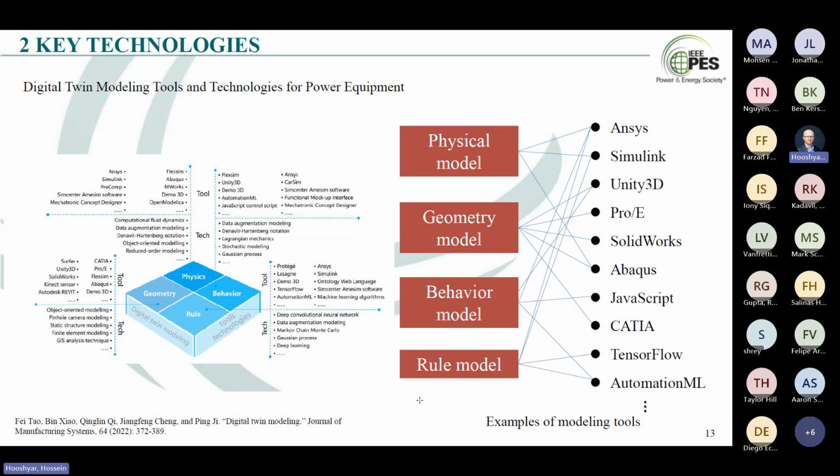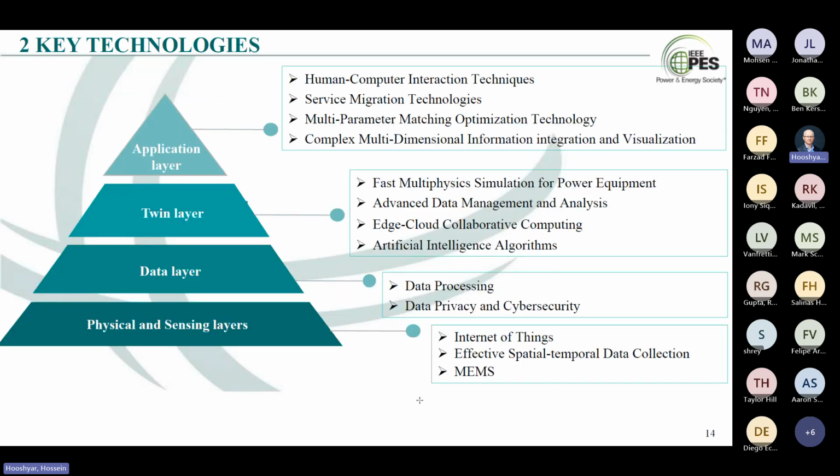Given that, we also try to summarize what kind of tools we are going to use at a different level. So here we try to show the physical model, geometry model, behavior model, rule model, and what kind of tools are used across the world. So we give a kind of summary for the different purposes. For example, ANSYS or Simulink are used for the 3D multi-physical field analysis, and for such kind of automation, machine learning is used for the rule model. So that's a kind of tools summary.